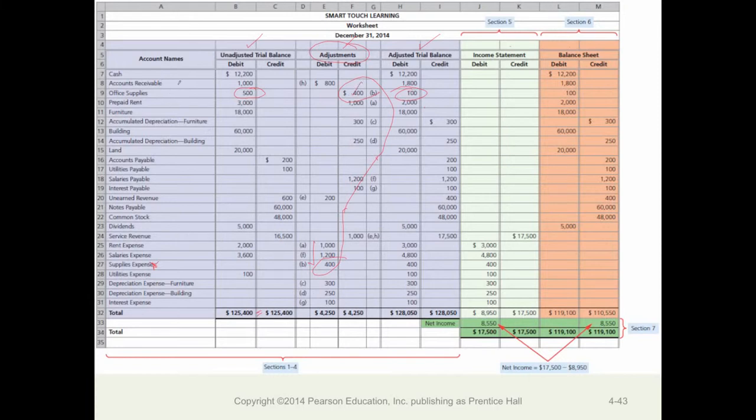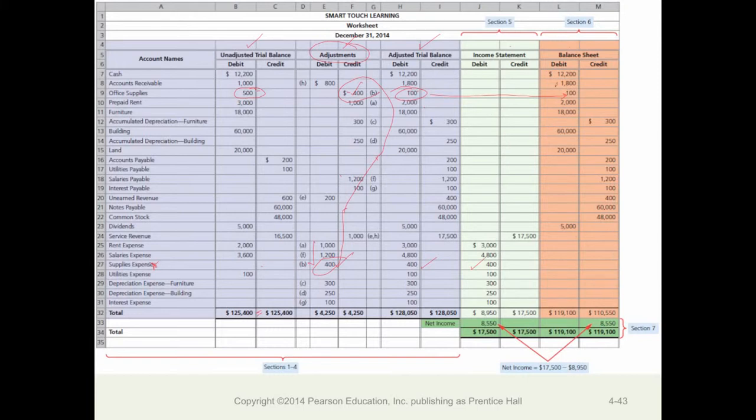Now, of course, in the next steps, as we move them across, you'll see that office supplies started with 500. We used up 400, and there's 100 left. And because it's a balance sheet account, we simply move it over into the balance sheet. Income statement, same thing. If we had supplies expense of 0, now we expense 400, and now we've got 400 of supplies expense on the adjusted trial balance and 400 of supplies expense on the income statement.